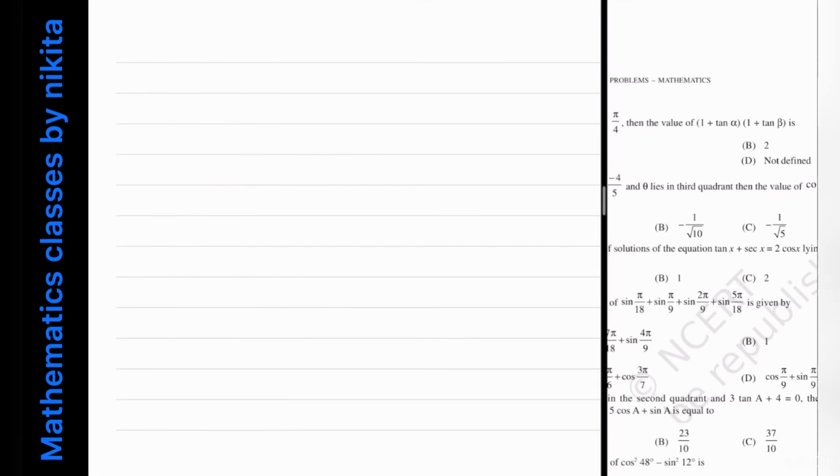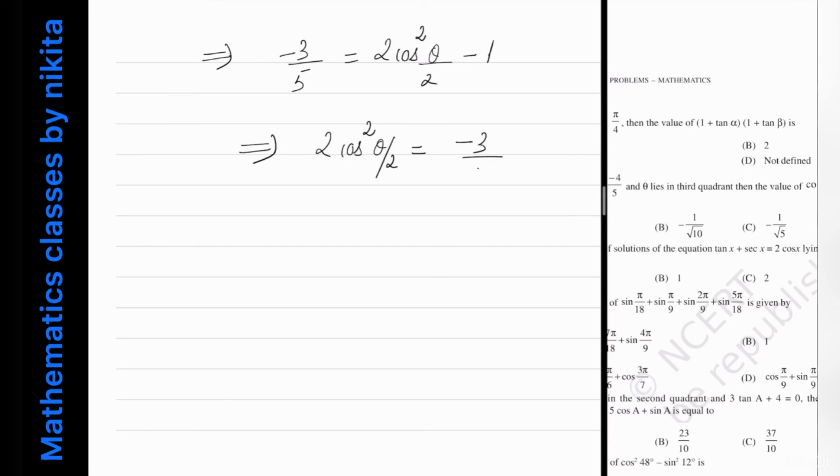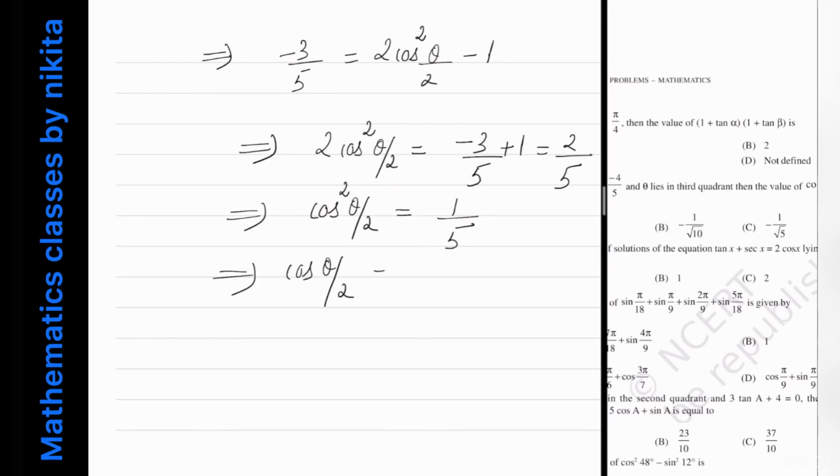So therefore this implies that minus 3 by 5 is equal to 2 cos square theta by 2 minus 1. And this implies that 2 cos square theta by 2 is equal to minus 3 by 5 plus 1, which is equal to 2 by 5. And this implies that cos square theta by 2 is equal to 1 by 5. And this implies that cos theta by 2 is equal to plus minus 1 by root 5.